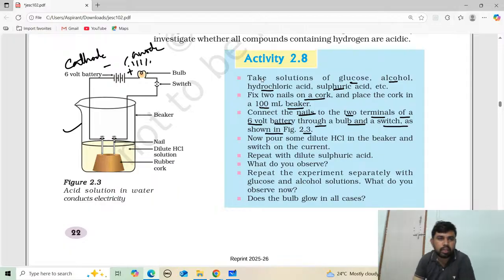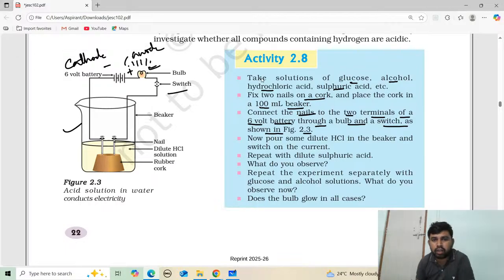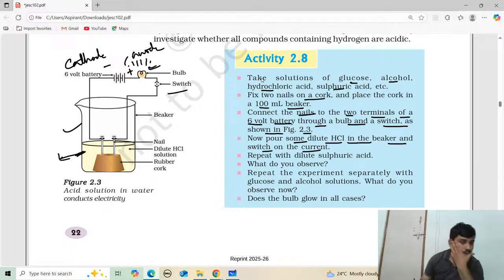So this is the arrangement. The bulb should be here and the switch here, and this is connected again so that it makes a complete circuit. If the solution conducts electricity, the bulb glows. Now pour some dilute hydrochloric acid, HCl, in the beaker and switch on the current. So now what should we do, sir?